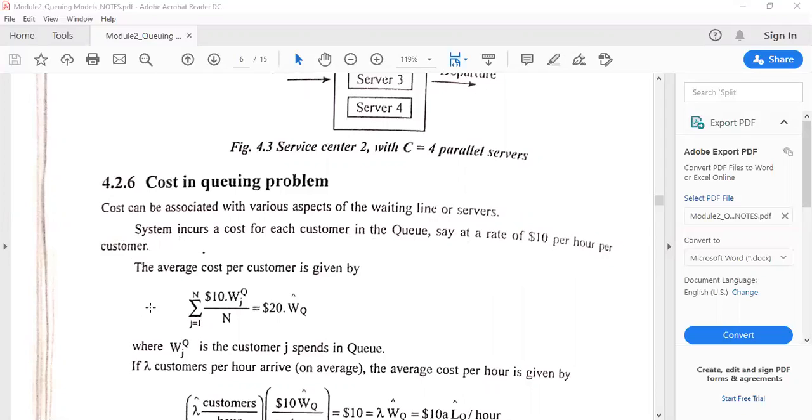So the average cost per customer is given by the formula: sigma j equal to 1 to n, where 1 to n is the number of customers. So for every customer we have $10 into W of j. W of j is nothing but the waiting time of the jth customer in the queue, right? So W jq, the waiting time of the jth customer in the queue, is summed and divided by the total number of customers, right? So like this we can have a formula to find the average cost per customer.